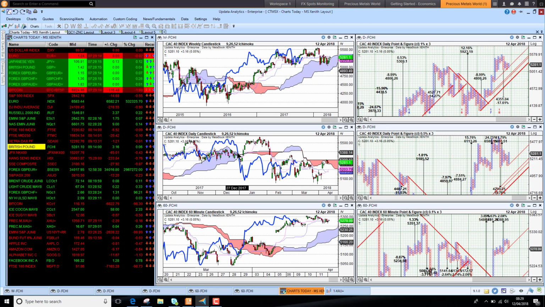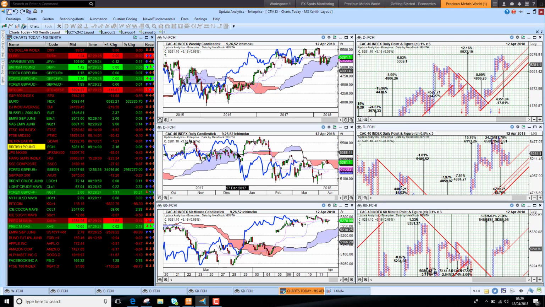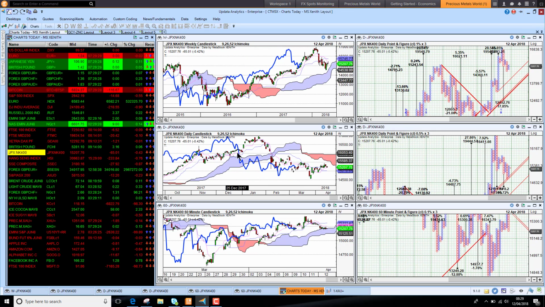Sorry, the CAC is actually looking stronger there as well. Japanese market was down about 0.5% overnight, so holding its short-term bullish trend, but bearish still in the medium term.